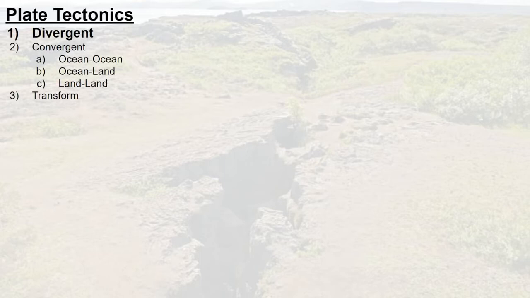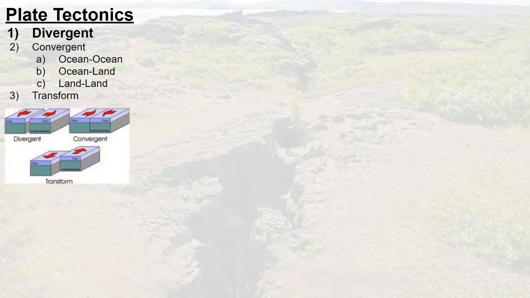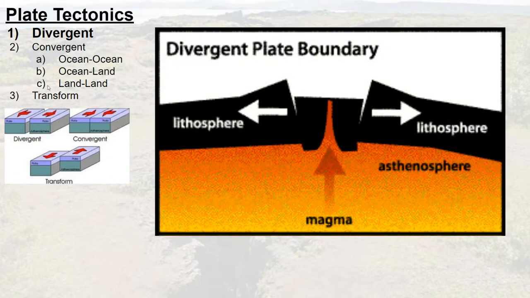All right, so we are done with convergent. Let's go back up to the first one, divergent. We've done convergent, where plates move together. Now we're doing the opposite. It's actually the antonym of convergent. The divergent plate boundaries move apart.